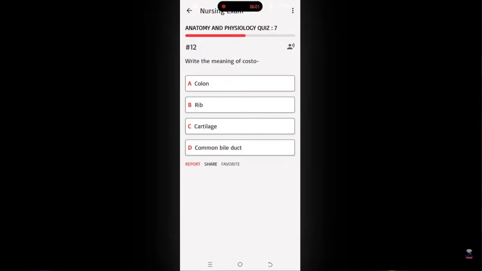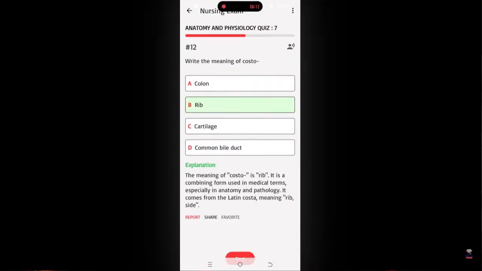Write the meaning of costo. A. Colon. B. Rib. C. Cartilage. D. Common bile duct. Correct answer: B. The meaning of costo is rib. It is a combining form used in medical terms, especially in anatomy and pathology. It comes from the Latin costa, meaning rib, side.